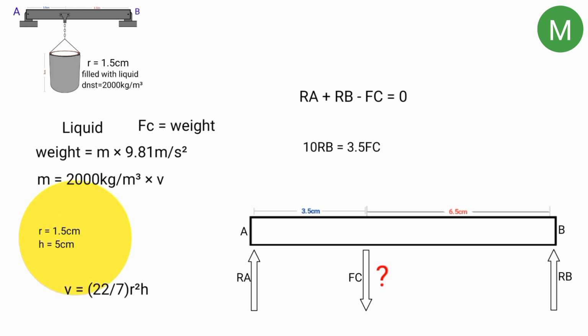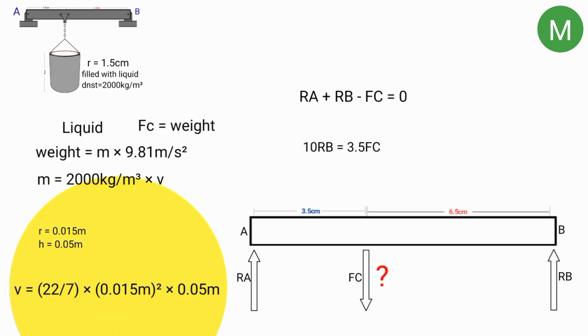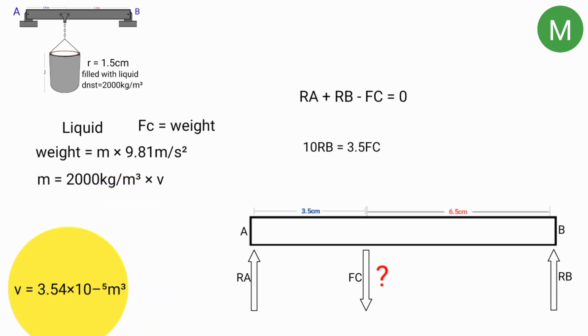1.5 centimeters to meters is 1.5 over 100 meters, which is 0.015 meters. 5 centimeters to meters is 5 over 100 meters, which is 0.05 meters. Substituting here now, V equal to 22 over 7 times 0.015 meters all squared times 0.05 meters, which is equal to 3.5357 times 10 power minus 5 meters cube, which is approximately equal to 3.54 times 10 power minus 5. So V equal to 3.54 times 10 power minus 5 meters cube.